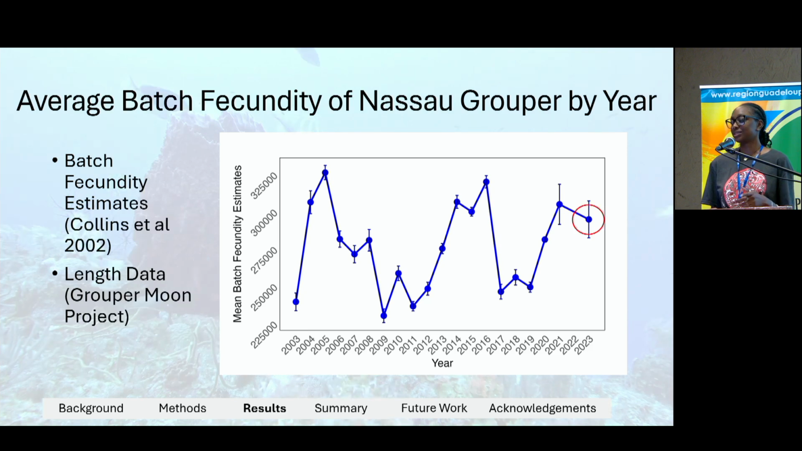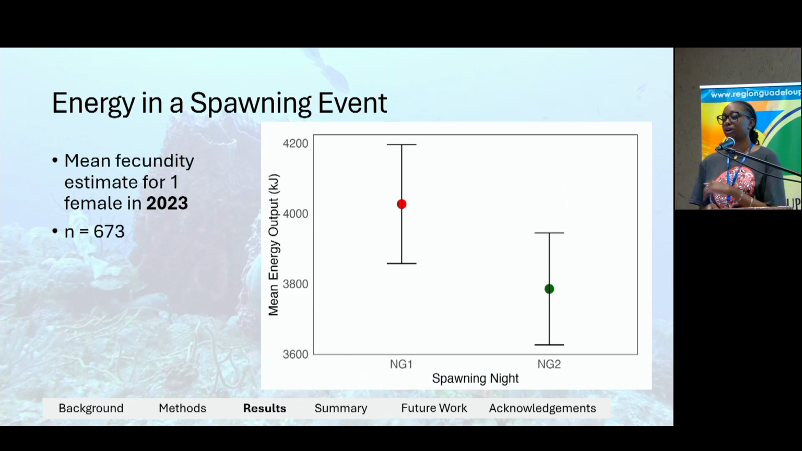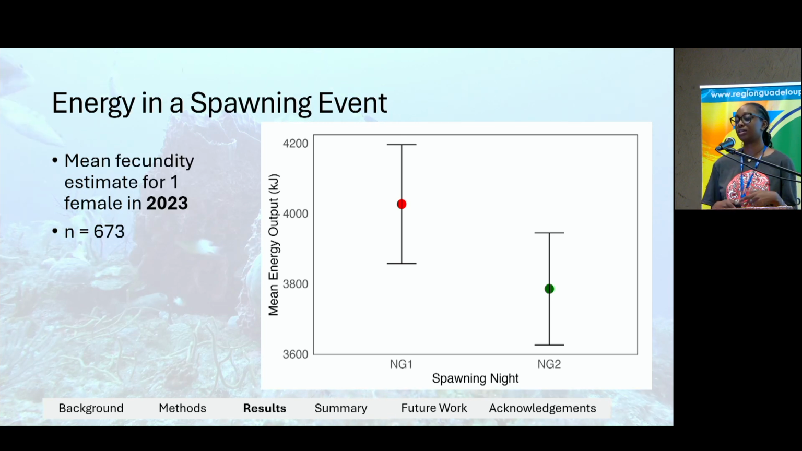So using that data, specifically in the year 2023, we were able to get length estimates for 673 fish, and from that we could get an average fecundity estimate for one female in 2023. In night 1 of spawning, there was a little bit over 4,000 kilojoules of energy, and in night 2, around 3,800 kilojoules of energy released from just one single female. That's about feeding a human for half a day. So that's really cool for one female, but how many fish are actually in the water?